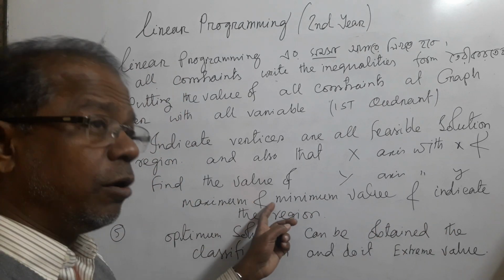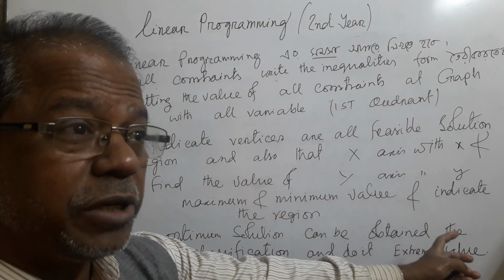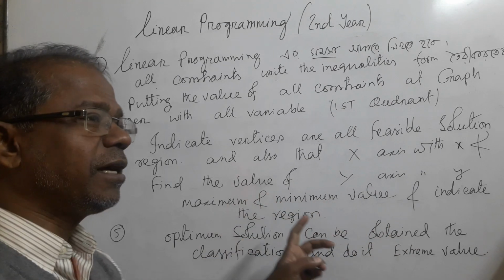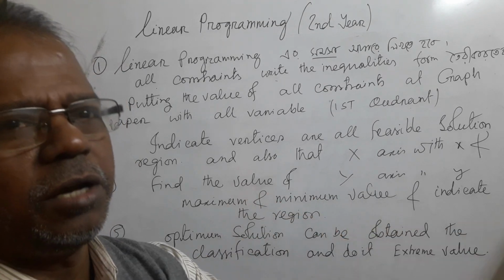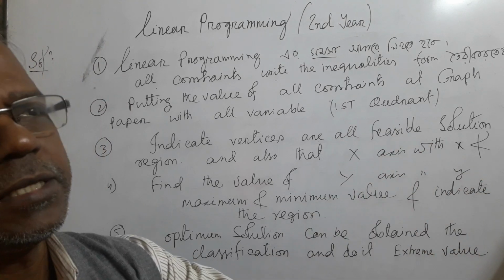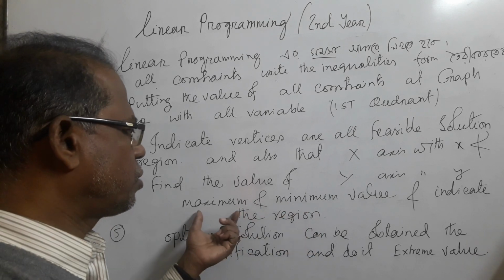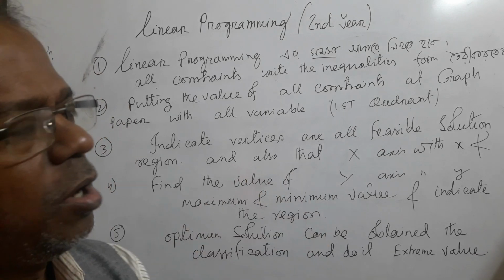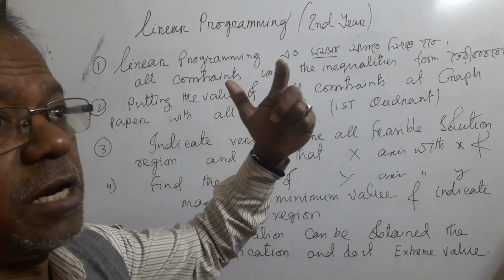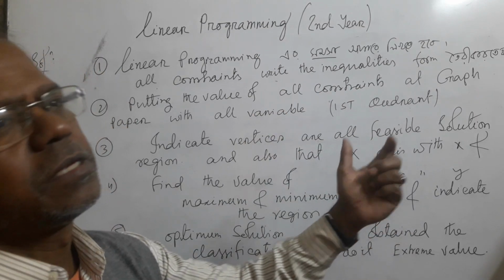Find the maximum and minimum values and how to indicate the region. Region means these vertices are the region. This is the maximum and minimum. For the maximum, putting these values in the maximum function, then this point gives the maximum value of this function.